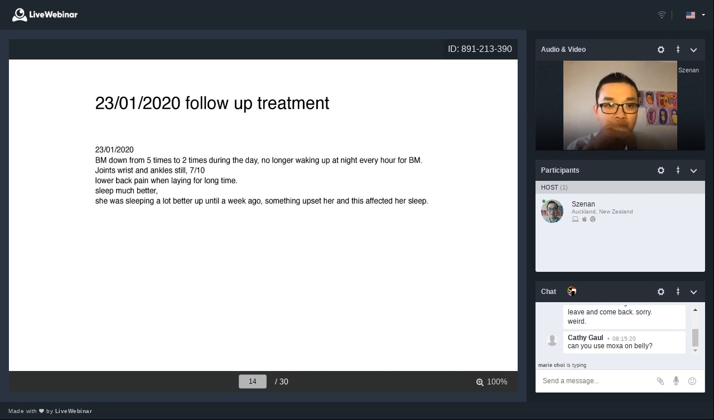So after 7 days, on 23rd January, bowel motions went down from 5 times to 2 times during the day. She is no longer waking up at nighttime every hour for bowel motions. So that has stopped. Joints, wrists, and ankles: the pain is still there. Lower back pain when lying on her back for a long time is still there. Sleeping is much better because she doesn't need to go to the toilet at nighttime. She said that she was sleeping a lot better up until a week ago. Okay.